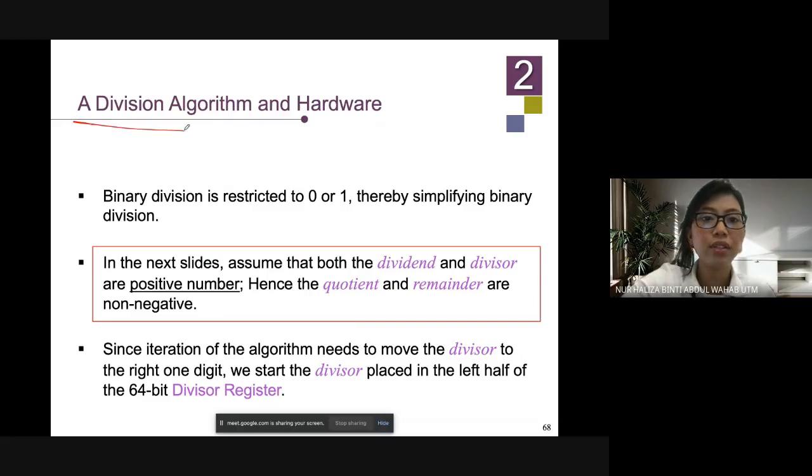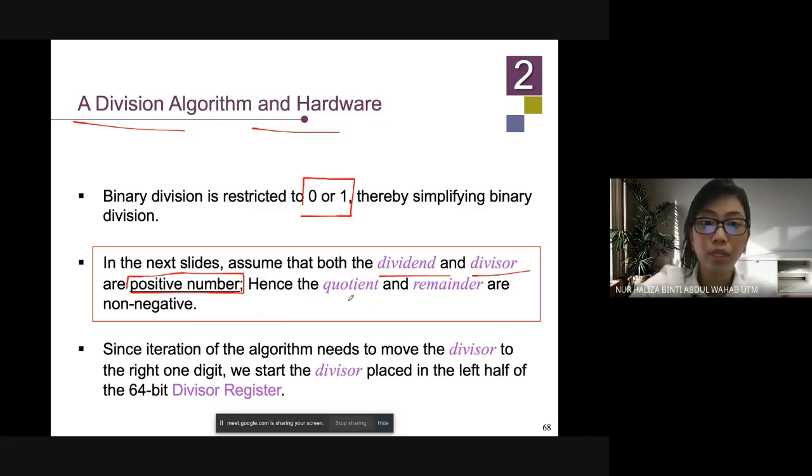So the division algorithm and hardware, same as multiplication. You have also a division algorithm and hardware. In this, of course, we're going to use 0, 1, 0, 1 again. And then in the next slide after this, you're going to assume that both the dividend and divisor are positive numbers.